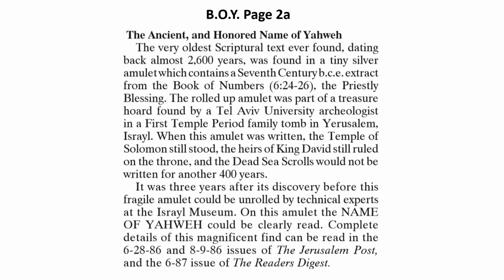Okay, now this part I found really interesting, because here on page 2A of the BOY, they make this claim, again to try to pump up their claims of them using the correct name of the creator. Now they say something really interesting in the last paragraph, when it says the ancient honor name. It says it was 3 years after its discovery before this fragile amulet could be unrolled by technical experts at the Israel Museum. That's right here.